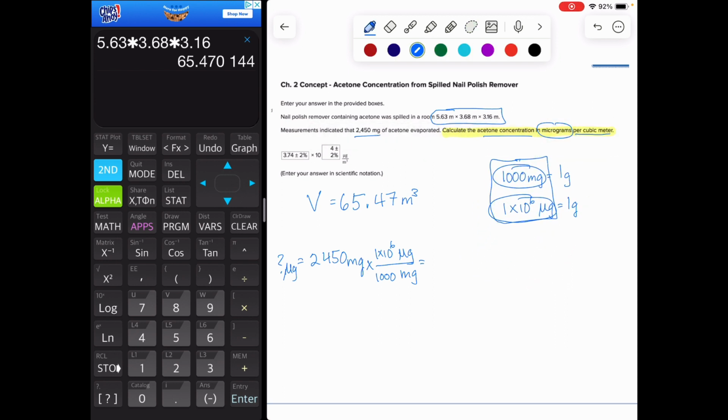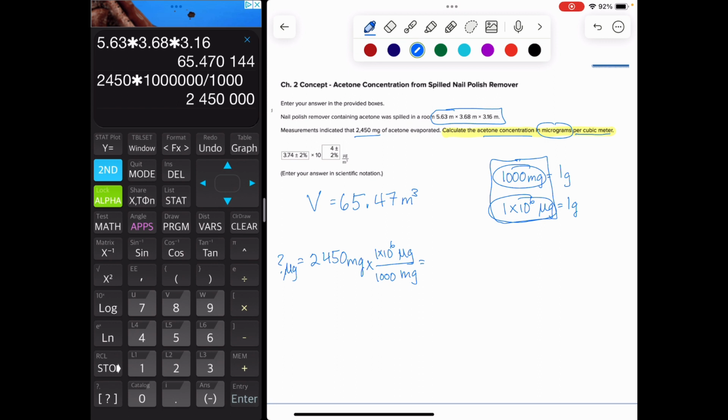So let's calculate our micrograms, 2450 times, not divided by, but times 1,000,000, 1 times 10 to the 6. You can either type it out as 1,000,000 or type in 1 EE6 divided by 1,000. And so that is 2450000. We can put this in scientific notation already. We are going to have to put our answer in scientific notation. This is 2.45 times 10 to the 1, 2, 3, 4, 5, 6 micrograms.